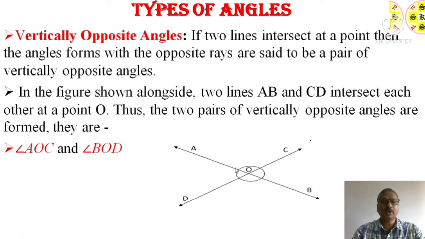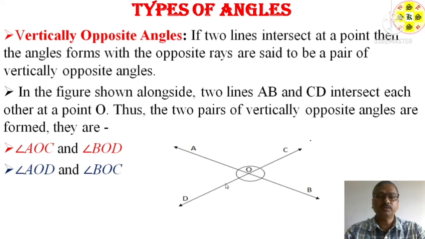What are the vertically opposite angles? If we say AOC, what is the opposite of AOC? BOD. Again, if we say AOD, now opposite to AOD is BOC. There are four angles in total, so two pairs. So AOC is opposite to BOD and AOD is opposite to BOC.